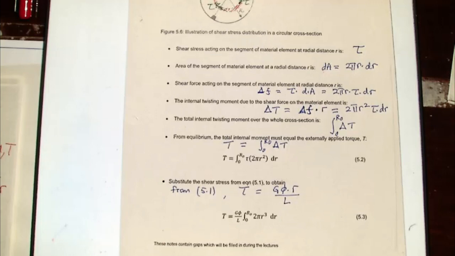So how do we integrate that? So what is the actual integral of what we have there? What's the integral of 2 pi r cubed dr?